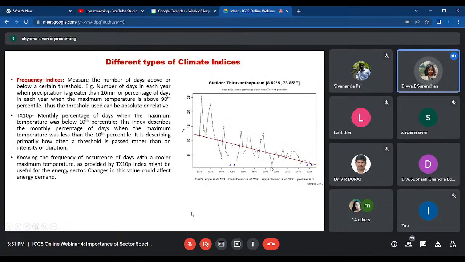Next is the frequency index. The frequency index will tell how many times a particular event has occurred. It will give a measure of the number of days or number of spells, for example when we need greater than 10 millimeter. It will give an idea how many days that particular threshold was crossed. The next, I will explain in detail.